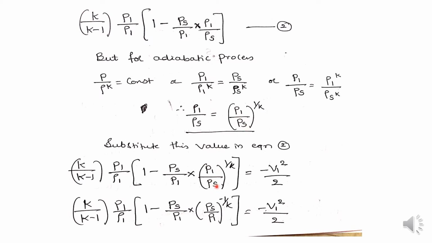So the equation I have written here: K divided by K minus 1, P1 divided by rho 1, in the bracket 1 minus PS divided by P1. Instead of writing P1 divided by PS to the power 1 divided by k, I have written it in this form: PS divided by P1 to the power minus 1 divided by k, because shifting this term from the denominator to the numerator changes the sign of the power. This is minus 1 divided by k, equals minus V1 square divided by 2 as it is.